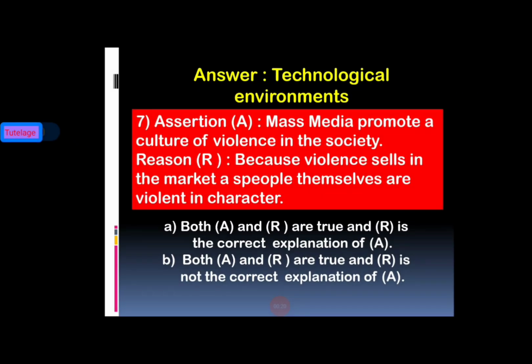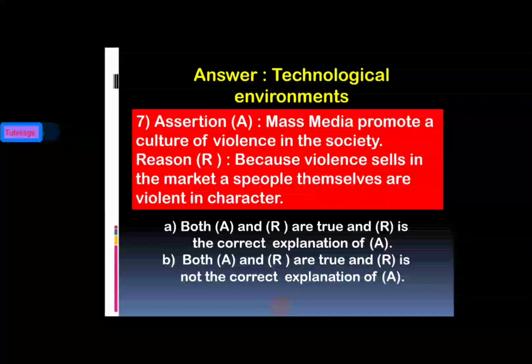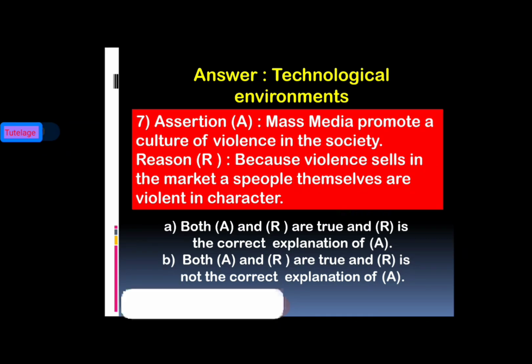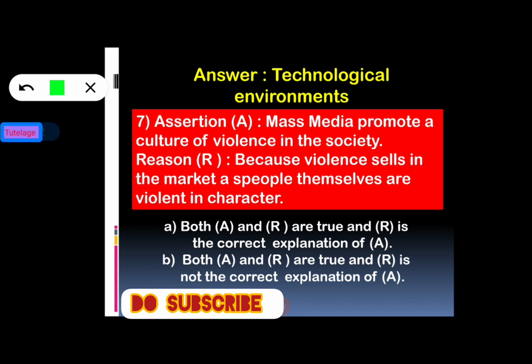So, learner, the next question is a statement type question and it is called assertion reason. The assertion is mass media promote a culture of violence in the society, and the reason is because violence sells in the market as people themselves are violent in character. So there are four options. Option one, both assertion and reason are true, and reason is the correct explanation of assertion. Option number two, both assertion and reason are true, but reason is not the correct explanation of assertion.